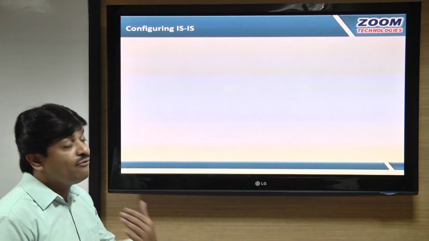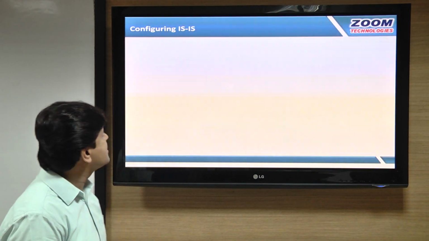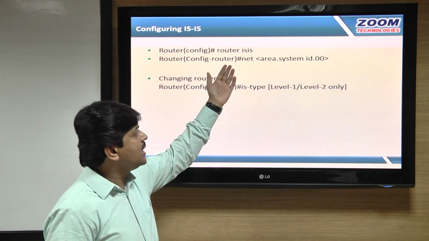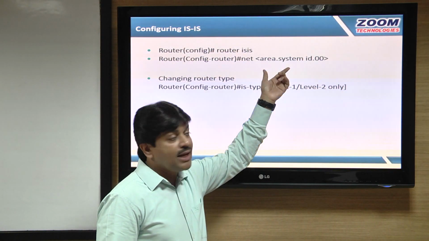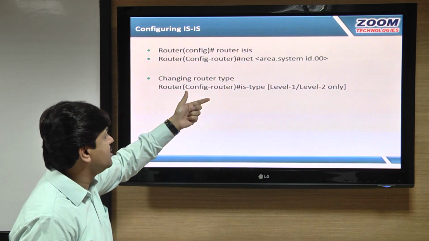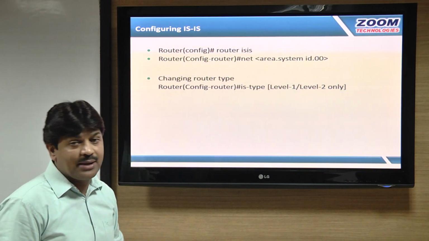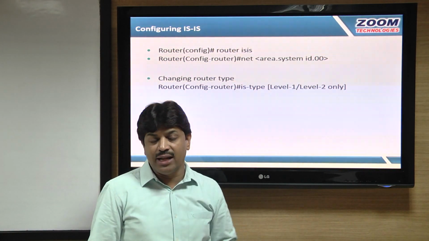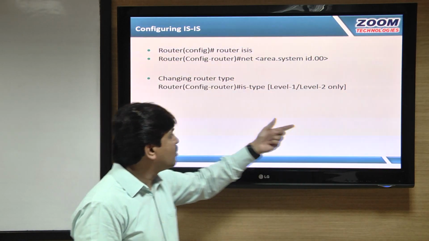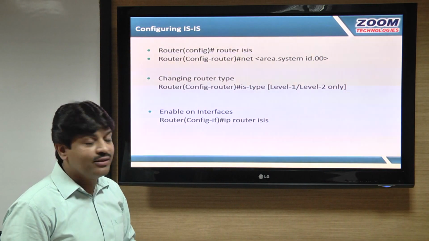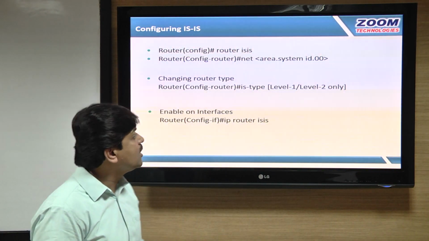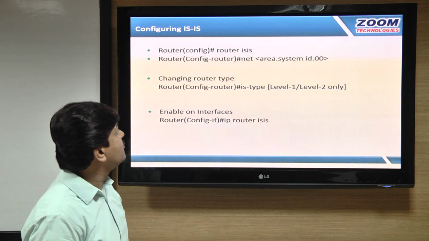So like this, we can configure IS-IS. For configuration, we go to configuration mode, router isis, then the network ID, that is area ID and system ID, that is, the network entity you have to give. Next, changing router type. We have L1 and L2 routers. For that, we give is-type level-1-2, right? Then we enable ip router isis on the interface. Like this we can configure, and we have an example for this configuration.